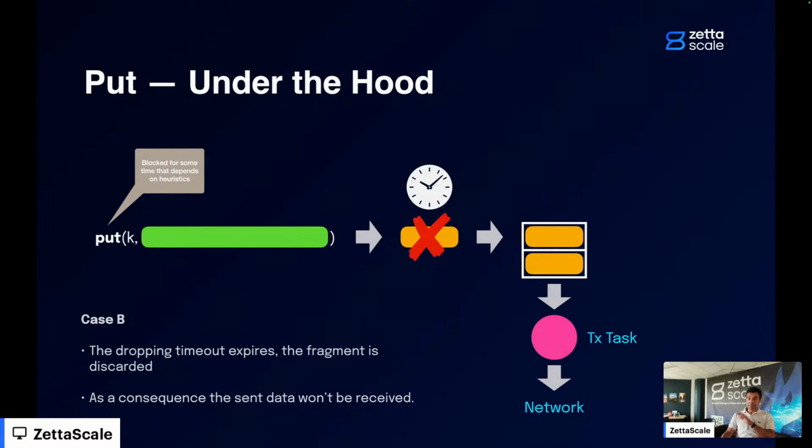Otherwise, in the case B, if the dropping timeout expires, then the frame that contains this fragment, and if the full frame is just this fragment, is dropped. Okay. And as a consequence, on the other side, the data won't be received. Okay, so this is how congestion control drop works.